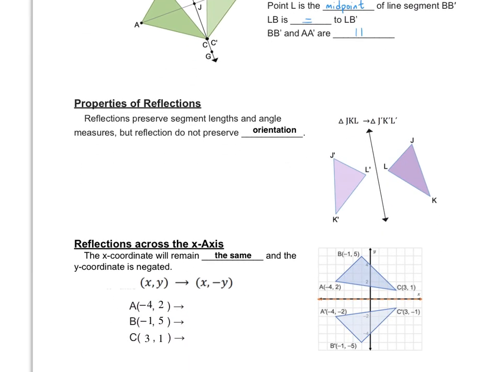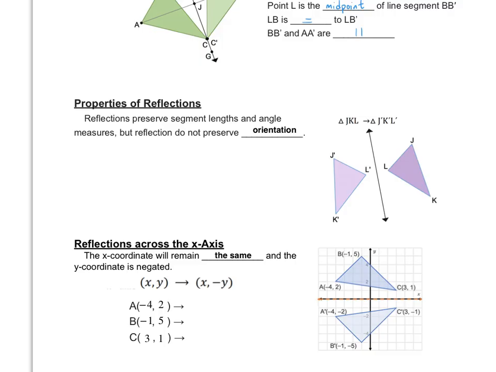Properties of reflections, of course, they preserve, just like rigid transformations, the lengths and the angle measurements, but reflections do not preserve the orientation. What they mean here is orientation. J is at the top of this image. J prime is at the top of this image. K is at the bottom of this image. K prime is at the bottom of this image. However, L is to the left, closest to my line of reflection. In my reflection, L would be over here if it maintained orientation, but it isn't. It's to the right and closest to my line of reflection. So that's what they mean by orientation.